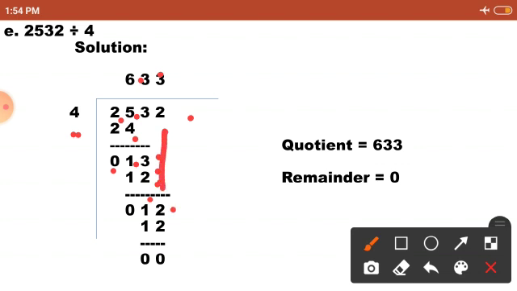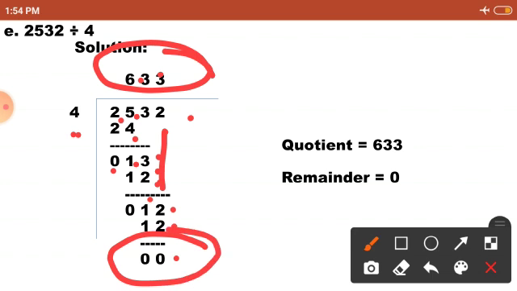Take the final number, that is 2. Now this number will become what? 12. 4 3s are what? 12. So subtract both of these numbers. 12 minus 12 you will get 0, or else you can subtract like this. 2 minus 2 you will get 0 and 1 minus 1 you will get what? 0. So the quotient is what? 633 and the remainder is what? 0.